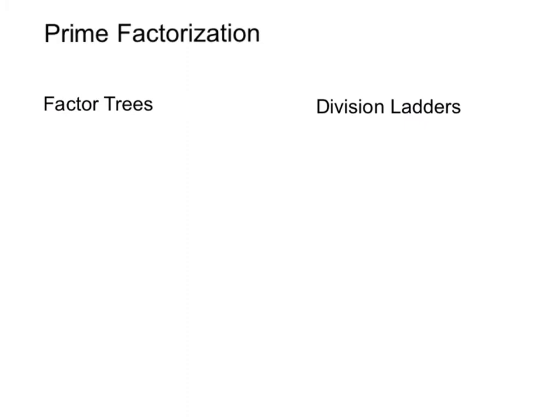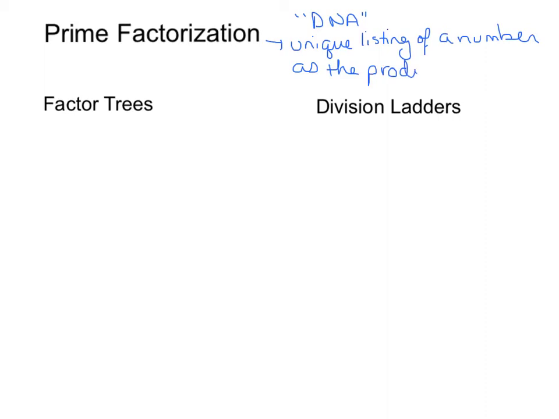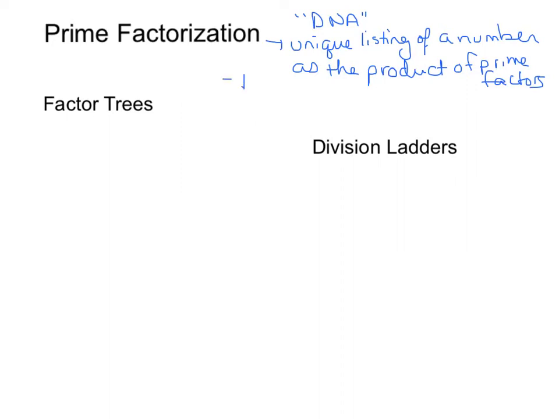So when we look to prime factorization, remember, it is the DNA of a number. So it's the unique listing of a number as the product of the prime factors. Okay. Do not include 1. Okay. And we usually write it with exponents when appropriate. And the prime factors are usually listed from least to greatest.